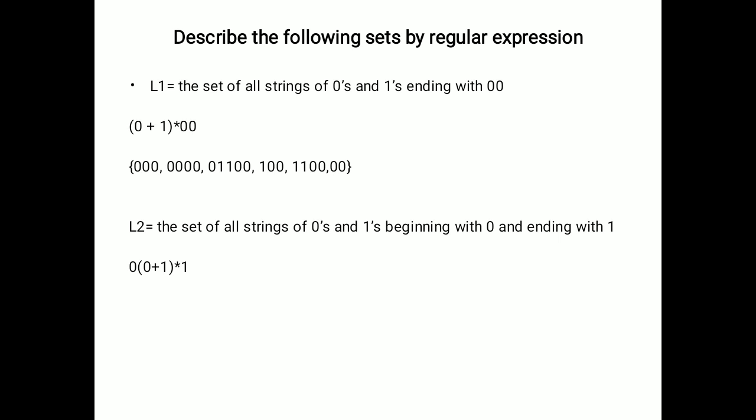For example, this particular type of language generates the strings 000. That means 00 is coming at the end and 0 is generating one time. 0000. That means 0 is generating two times and ending two zeros are there. 01100. So 00 is the end, and before 00 we have 011. That is 0 is coming one time and 1 is coming two times. 100.